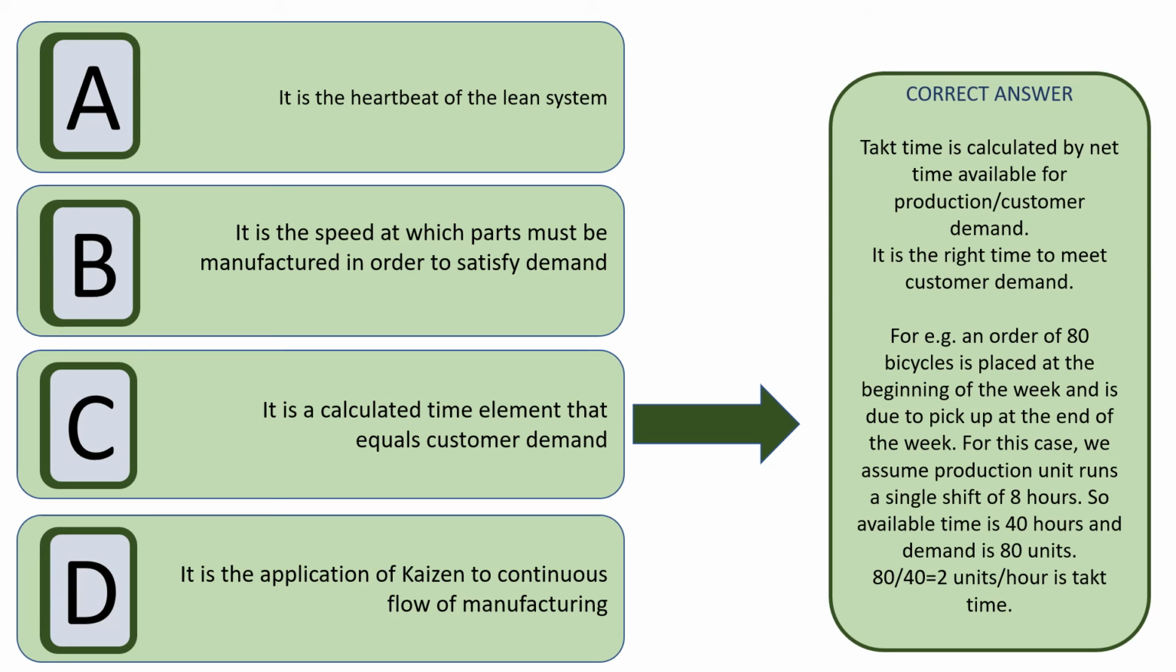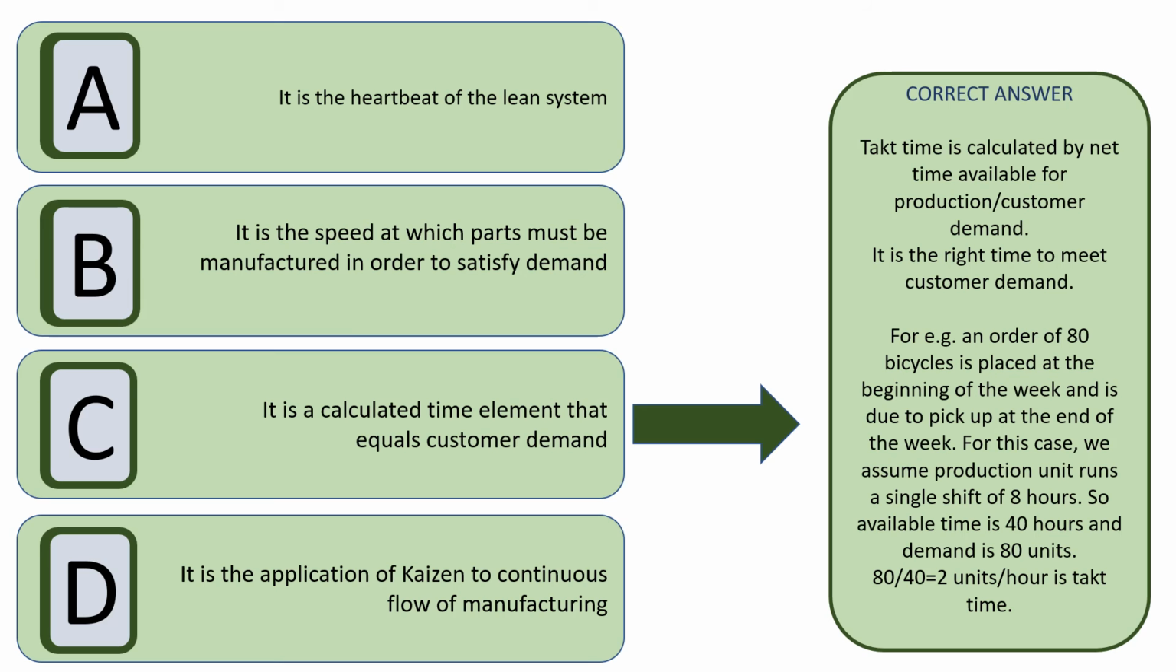The most appropriate correct answer is C. It is a calculated time element that equals customer demand. Takt time is calculated by dividing the net time available for production by the customer demand. It is the right time to meet customer demand.